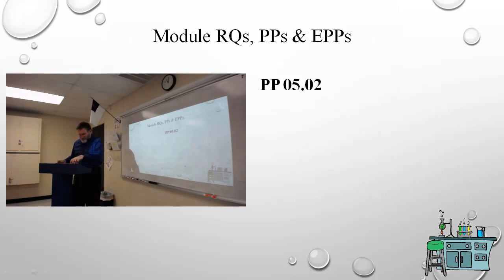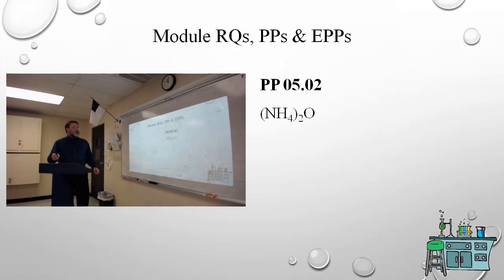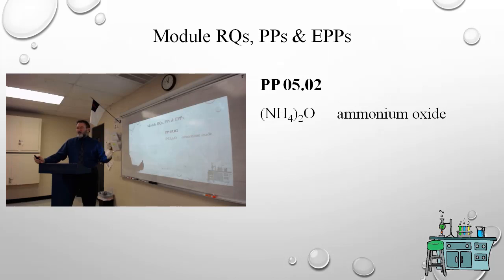Practice problem 2. Give the names for the following compounds. So we're going to work the other direction. Okay, so ammonium dioxide. If I have my eyes closed, ammonium dioxide, the di, does it go to the ammonium or to the oxygen? When I say dioxide, it would be the oxygen, right? So that would be NH4O2, ammonium dioxide. That's not what we have here. This is just simply ammonium oxide. Okay?